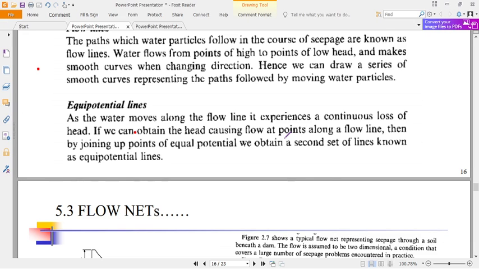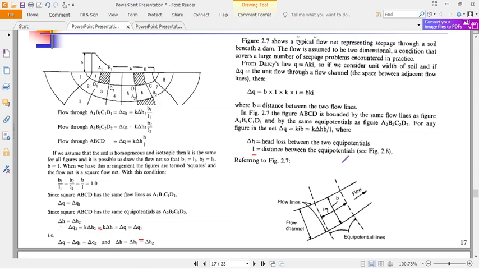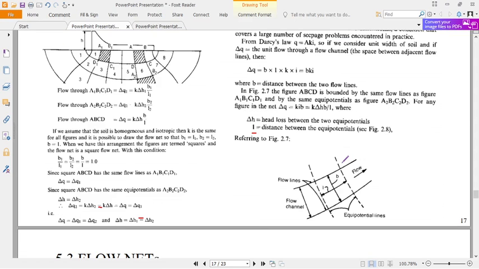So I'm going to take an example. Let us assume this is the flow line, and this point here and this point have equal potential. The distance between these equipotential lines, along this line, have equal potential. This point and this point lie on the same equipotential line. Is that okay? Is that clear?